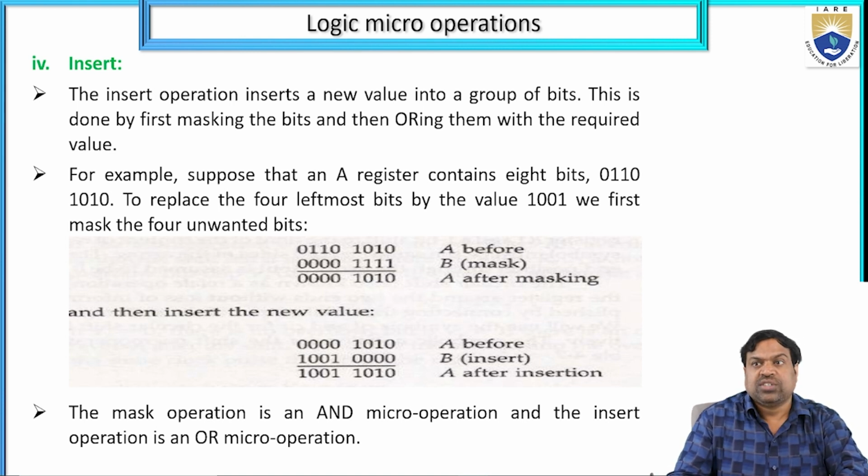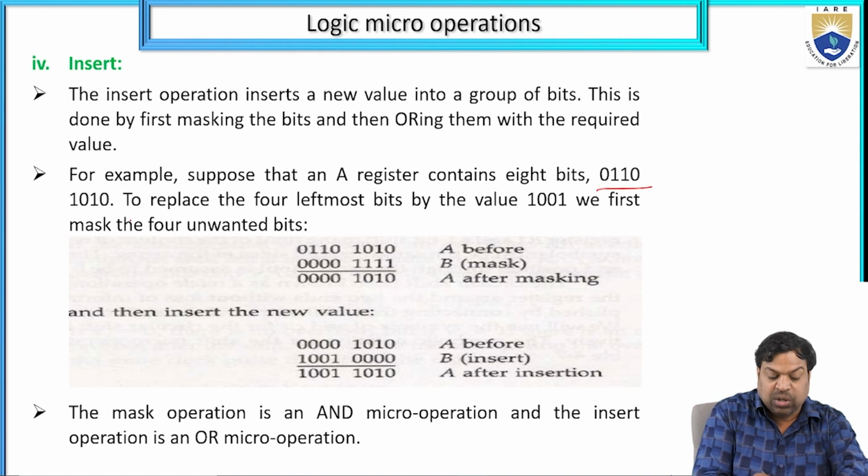So the insert operation inserts a new value into a group of bits. This is done by first masking the bits and then ORing them with the required value. Suppose I'm taking the A register as 0, 110, 1010. These are the input values. The leftmost bits are to be replaced, with 000 and the value 1000. We can mask the 4 unwanted bits. So the input given is 0, 110, 1010. It is the value of A. In the mask, what I have to do is, higher values I take 0, 0, 0, 0, lower values I take 1, 1, 1, 1.